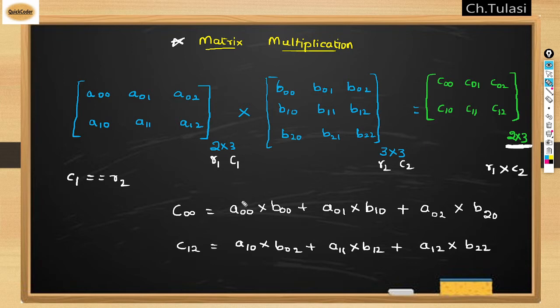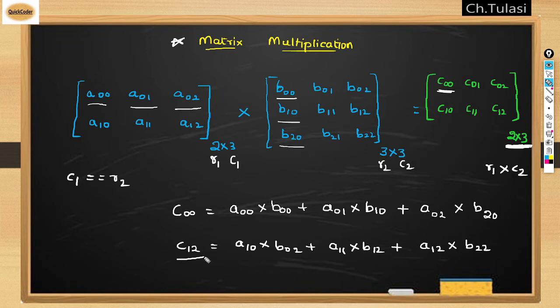Now how will we perform multiplication? Let's take how this value will come. Simply, C00 means 0th row, 0th column. How will we multiply? A00 into B00 plus A01 into B10 plus A02 into B20.